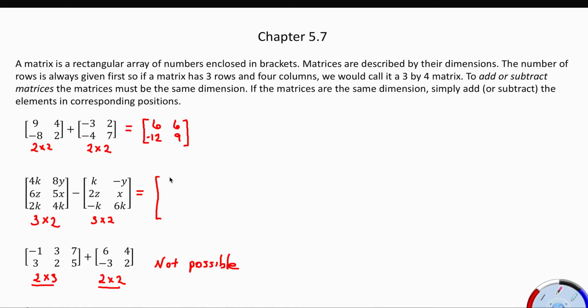4k minus k, 3k. 8y minus -y, 8y plus y, 9y. 6z minus 2z, 4z. 5x minus x, 4x. 2k minus -k, so again 2k plus k, and 4k minus 6k, -2k. Adding or subtracting matrices.